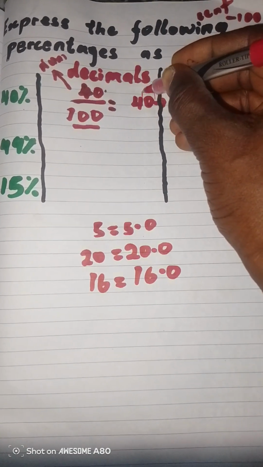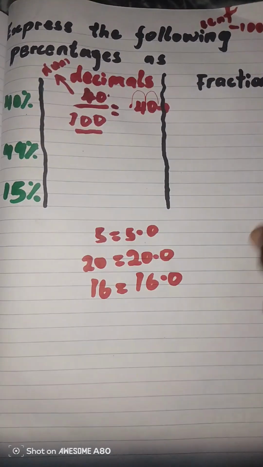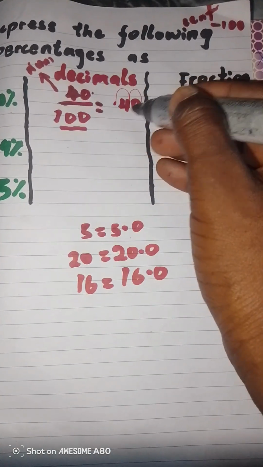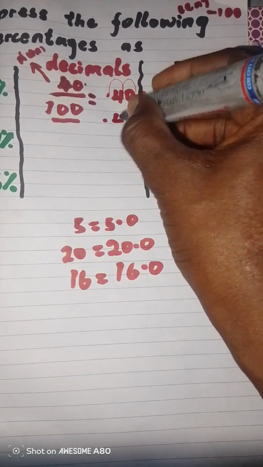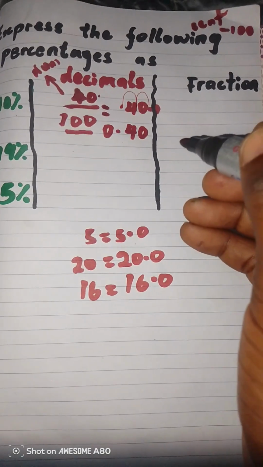1, 2. So this is the new position of the point. So I'm going to rewrite it as 0.40. This point here, 40. So 40% is 0.40 as a decimal.